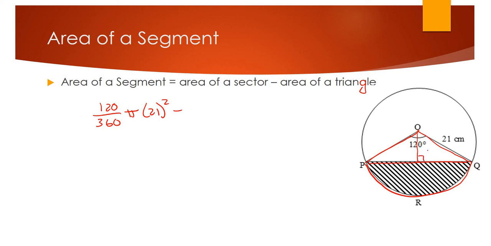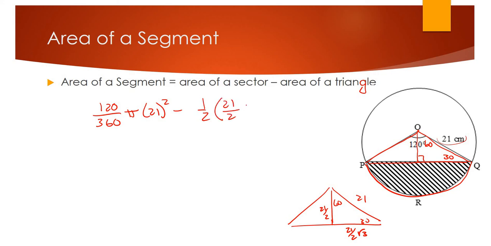Now the triangle is a little tougher because I don't have a height. However, if you'll notice, this is a 60-30 triangle. So my ratio here is this side is 1 to 2 to 2 root 3. I'll draw the triangle off to the side so you can see this a little better. So this is my 60, this is my 30. I already know that's 21. So this has to be half of it, and this has to be half times root 3. So the area of this triangle is 1/2 the base, 21 over 2 root 3, times the height, 21 over 2.